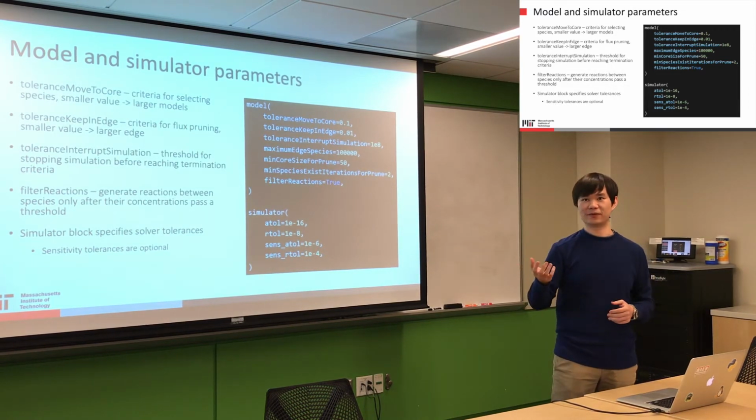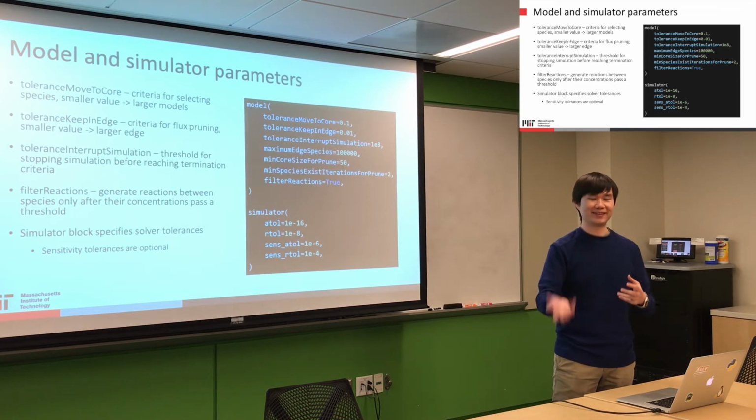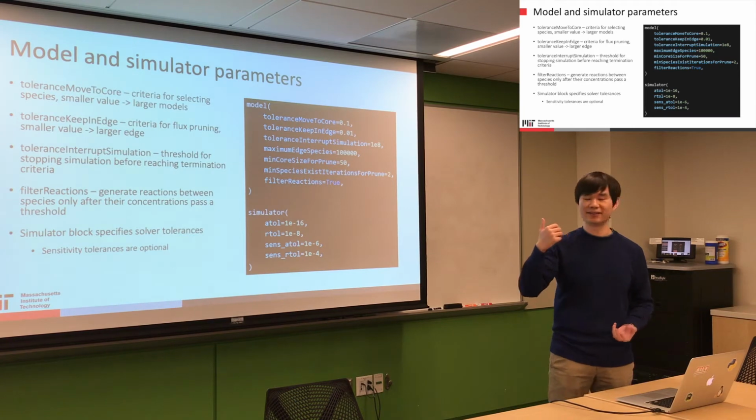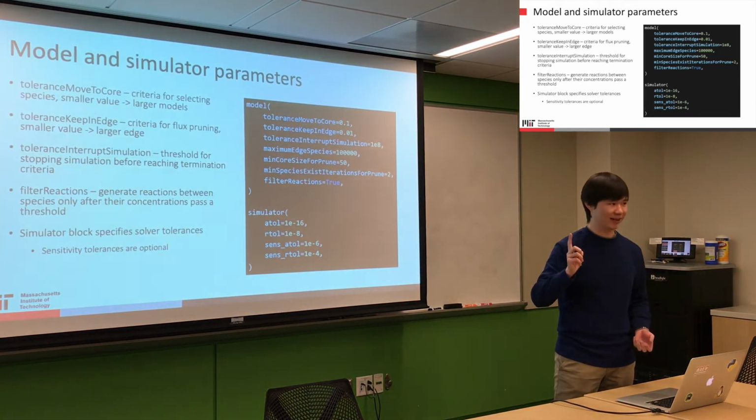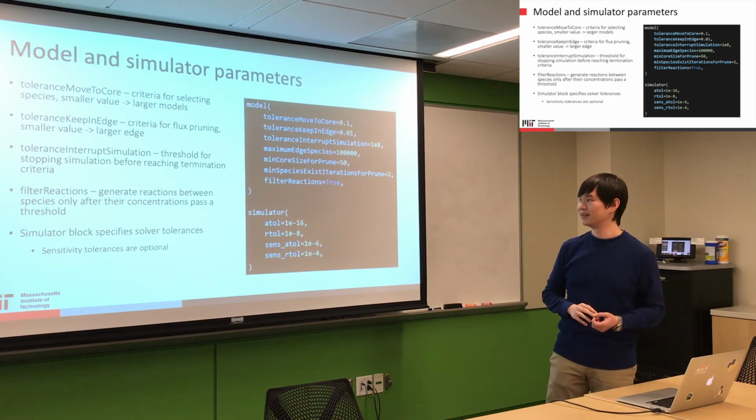Right. So then, if the flux of a given reaction is past this tolerance, so the flux of the reaction relative to the characteristic rate is greater than this tolerance, we'll add it. I have a diagram on the next slide, which shows exactly what these tolerances mean.